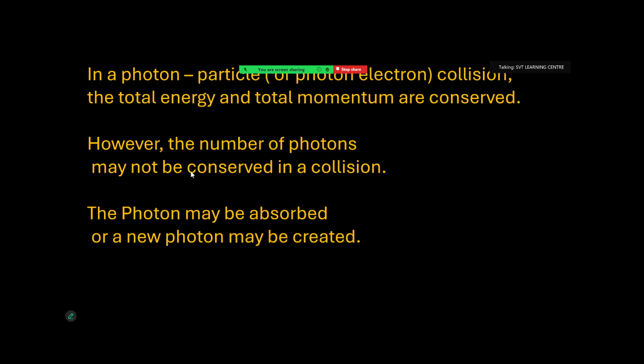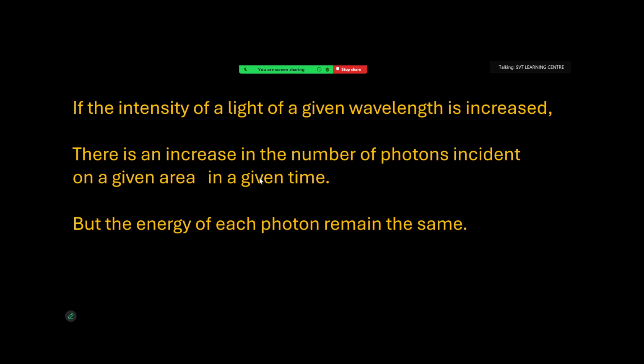However, the number of photons may not be conserved. This is a very important point. The number of photons may become less or more. A photon may be absorbed or a photon may be created. So, the number of photons is not conserved.